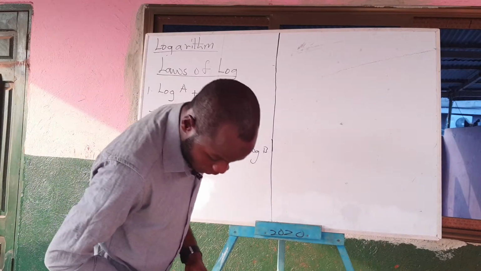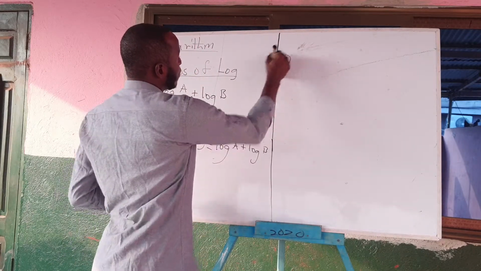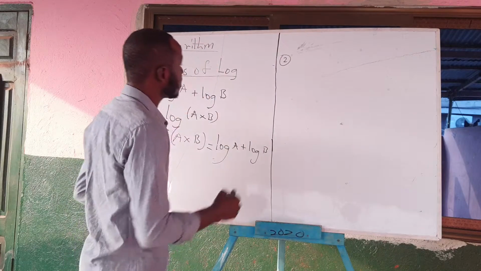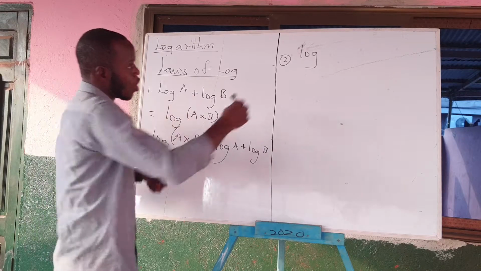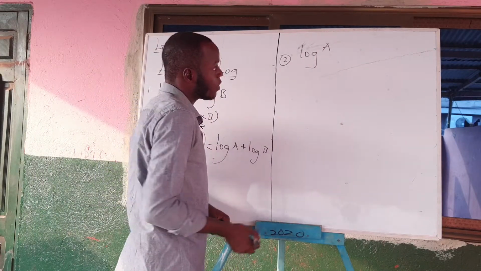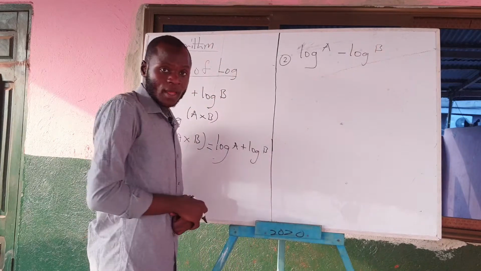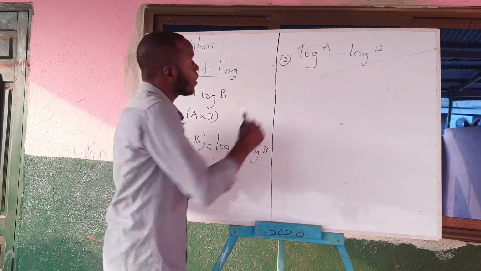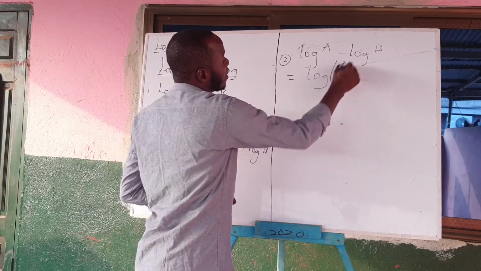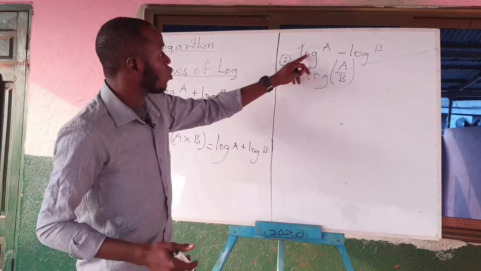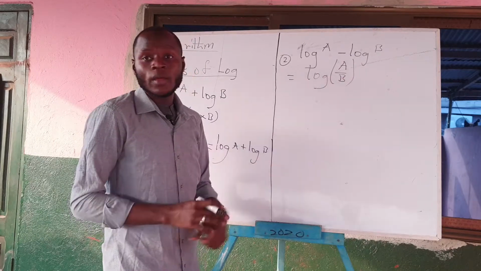Now let's move on to the second law of logarithm. The second law also says that if you have log of a certain number, say the same a, and it is subtracting another log of a different number, say b, the law says that you can pick one log and then divide their numbers. So if you have log a minus log b, it is the same as log a over b.